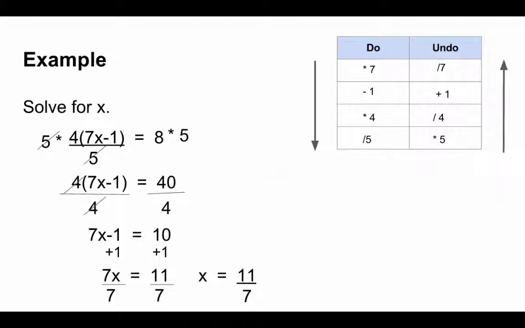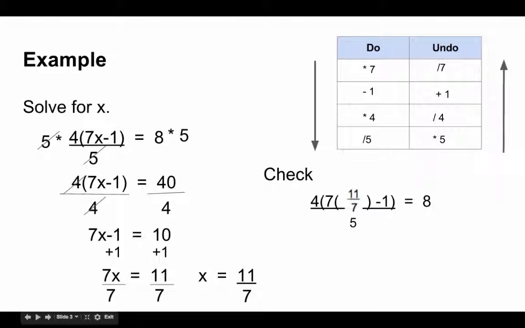Now let's check by plugging it back in. So the first thing I do is rewrite the equation, but I leave a blank where x is. And I'm going to plug in my answer of 11/7. So 7 times 11/7, the 7's cancel, and we would just get 4 times the quantity 11 minus 1 divided by 5.